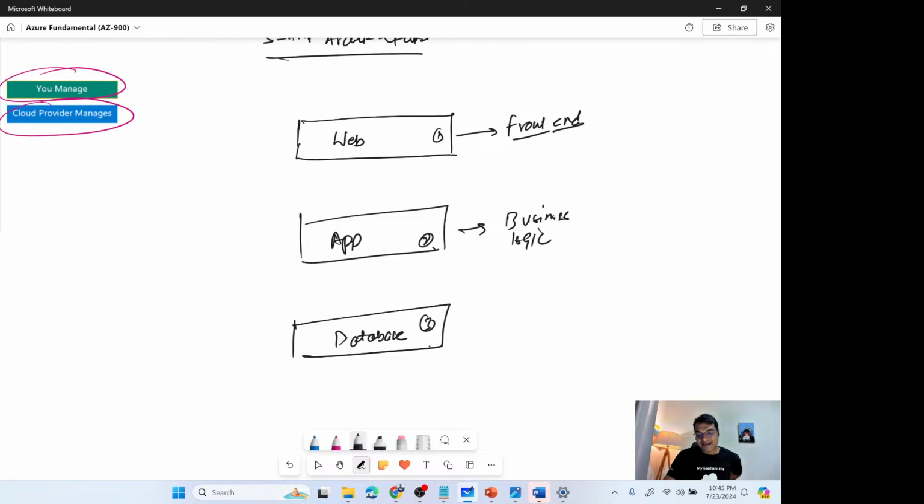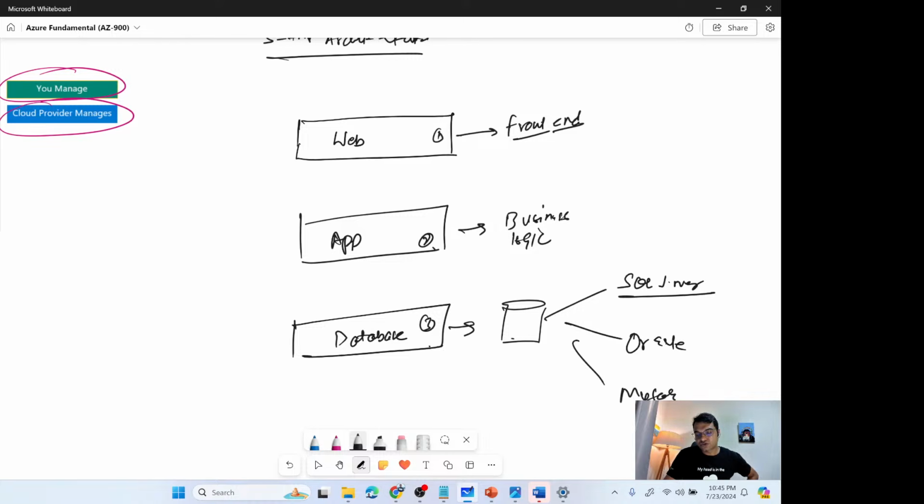Okay. And then the database layer, order is placed. Where does the order get stored? In the database. Somewhere there is a database. And if you have heard about things like SQL Server or Oracle or MySQL, all these are databases. So all that data that is getting stored is your database layer.